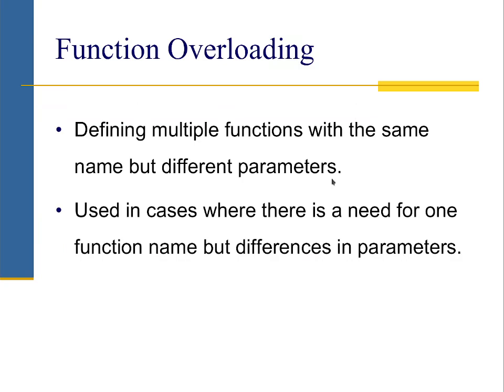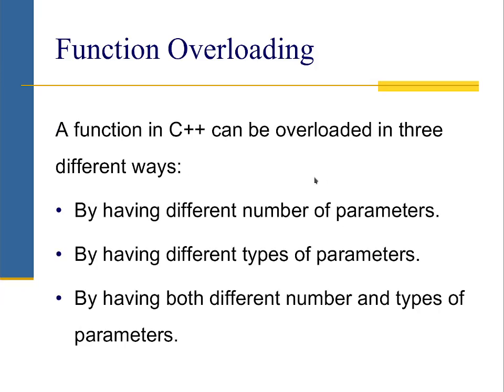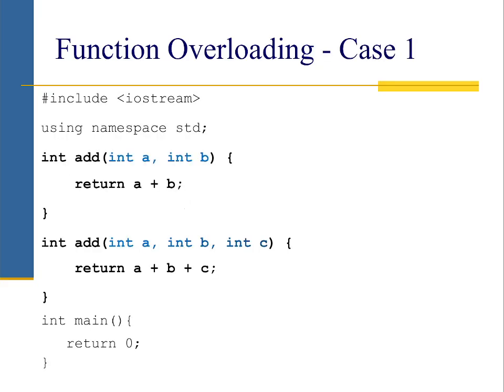We are also going to look at function overloading, which is defining multiple functions with the same name but different parameters. It is used in cases where there is a need for one function name but differences in parameters. A function in C++ can be overloaded in 3 different ways: by having different numbers of parameters, by having different types of parameters, and by having both a different number and different types of parameters.